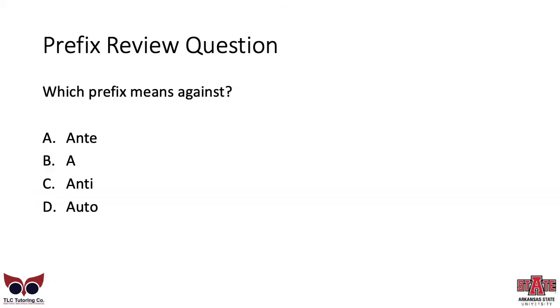Prefix review question. Which prefix means against? A, anti, B, a, C, anti, or D, auto? The correct answer is C. The prefix that means against is anti. Be careful not to confuse it with ante, the prefix that means before.